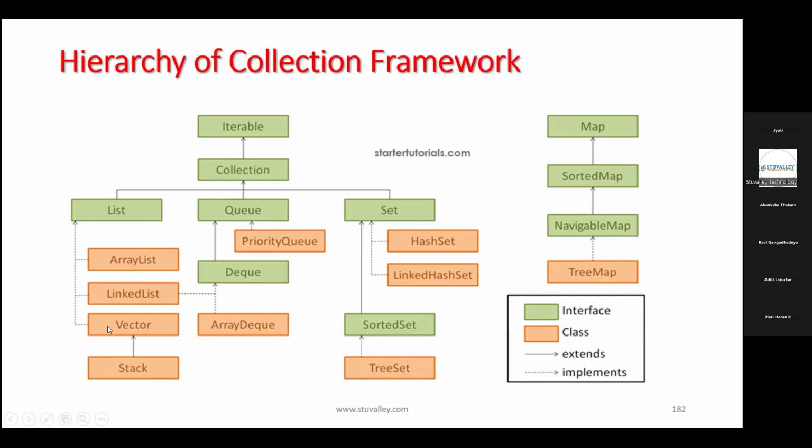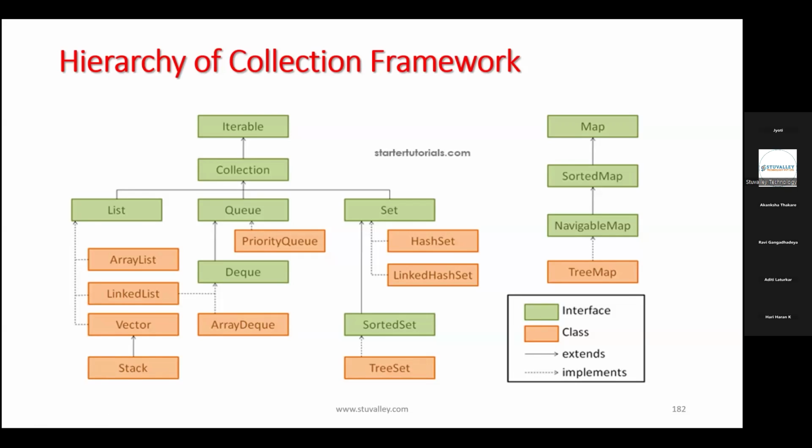Third one is the Vector. Vector is similar to the list itself, or ArrayList. The difference is that ArrayList is non-synchronized and Vector is synchronized. This Vector is also known as a legacy class because it was introduced in the JDK 1.0 version itself for storing the data dynamically. It has one child class, that is Stack. Stack is again one data structure where we can store the data.